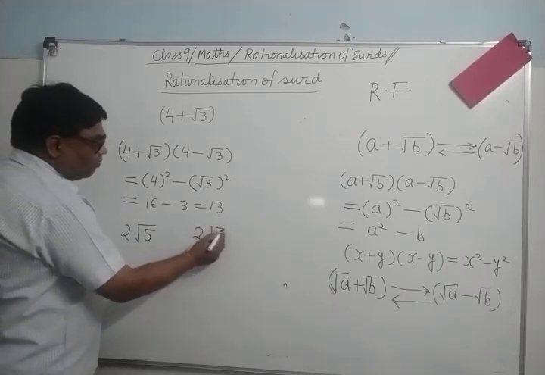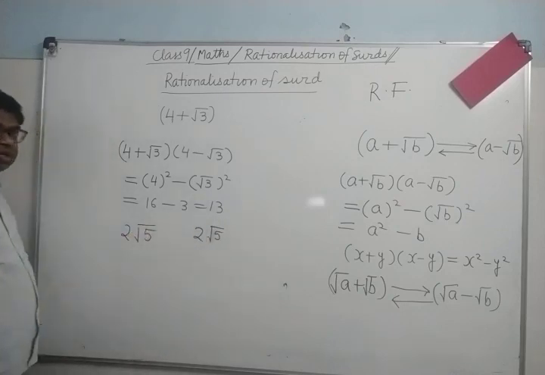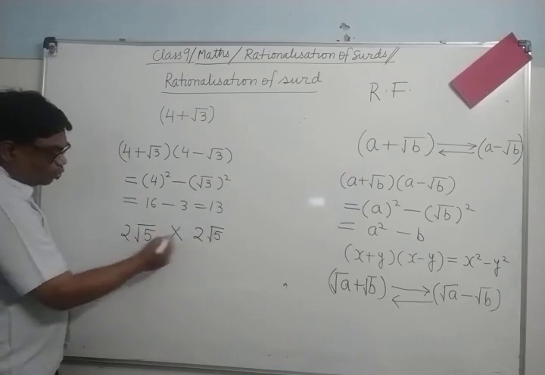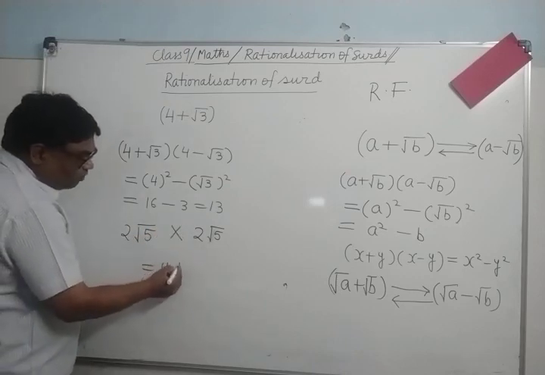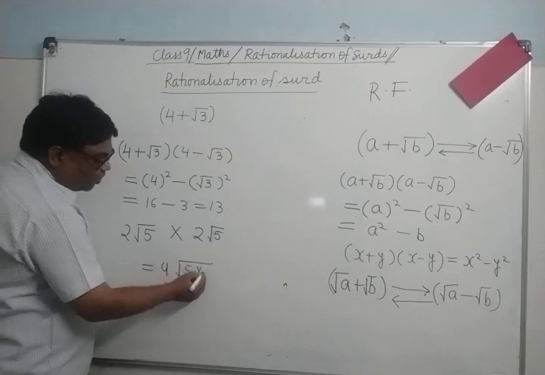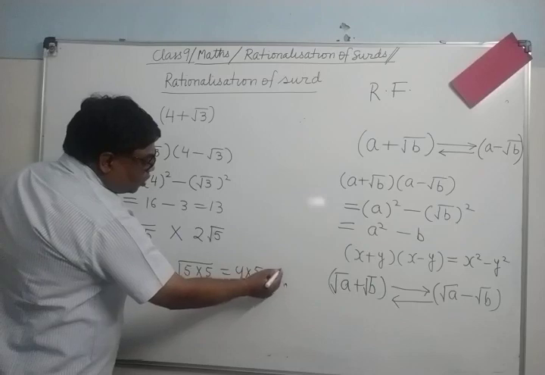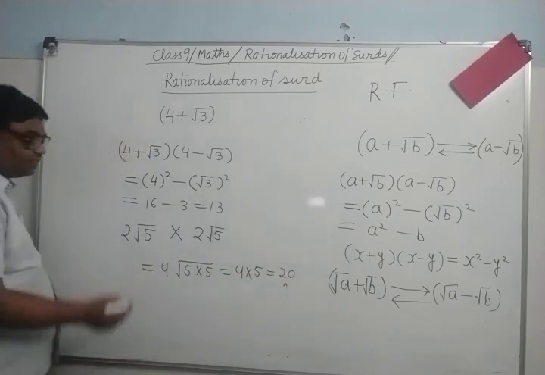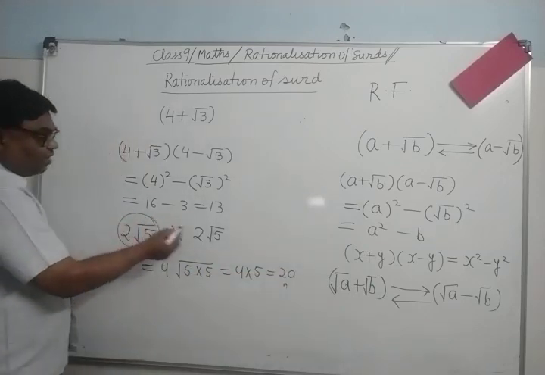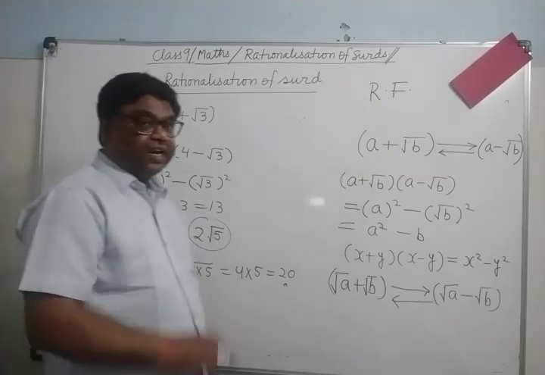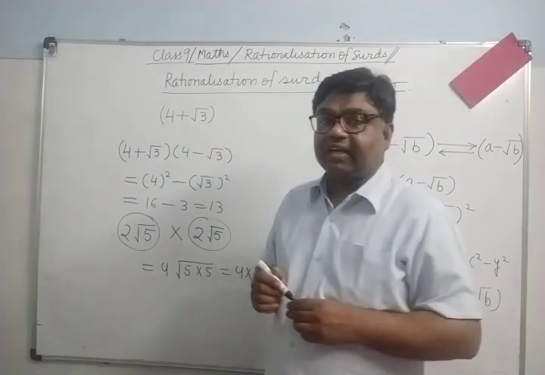Is it clear? Because if you multiply 2 root 5 into 2 root 5, it will become equal to 2 into 2 is 4, root 5 into root 5 is 5, so 4 into 5, that is equal to 20. Means we can say that its RF is this. But this is not the correct answer.